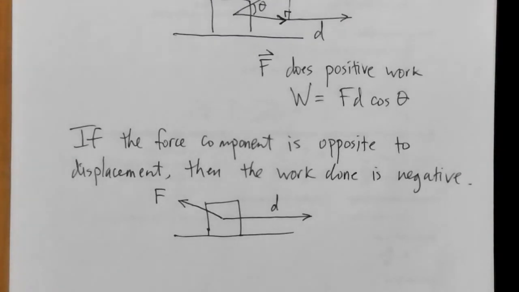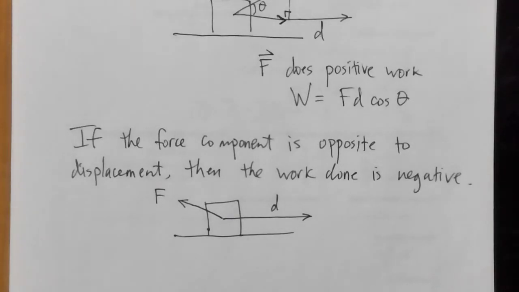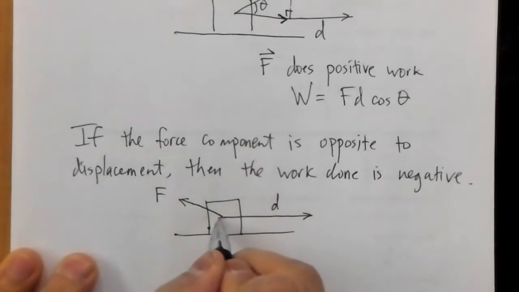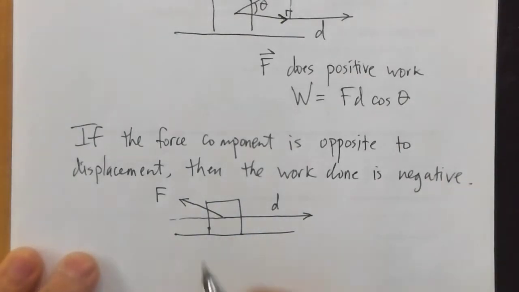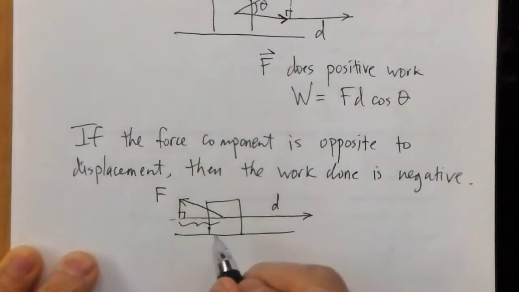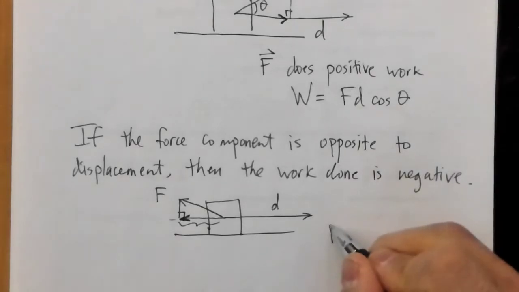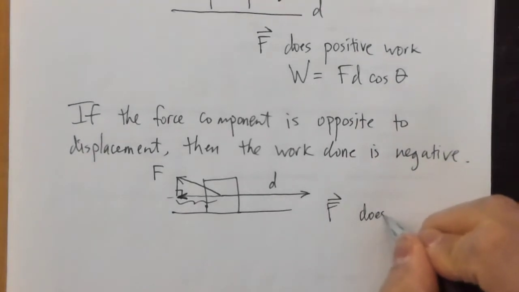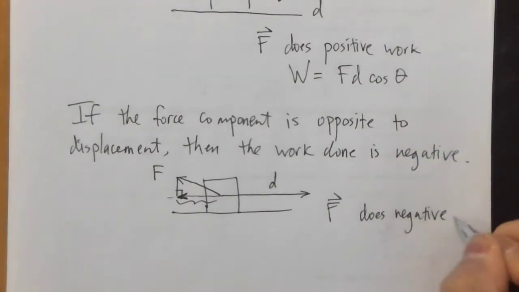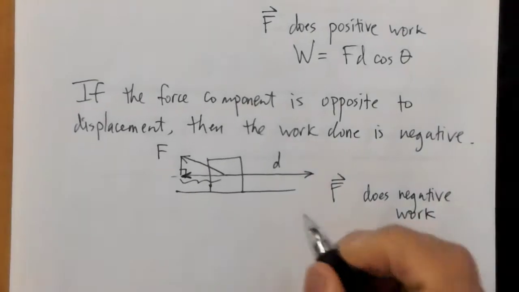Okay, what's going on here is there are other forces. Somebody else is pulling in the other direction, and they're pulling slightly harder, so it's moving in that direction. So in this case, we have this component that's pointing in the opposite direction to d. Everybody's agreeing with me on that? Okay. And so in this case, F does negative work.